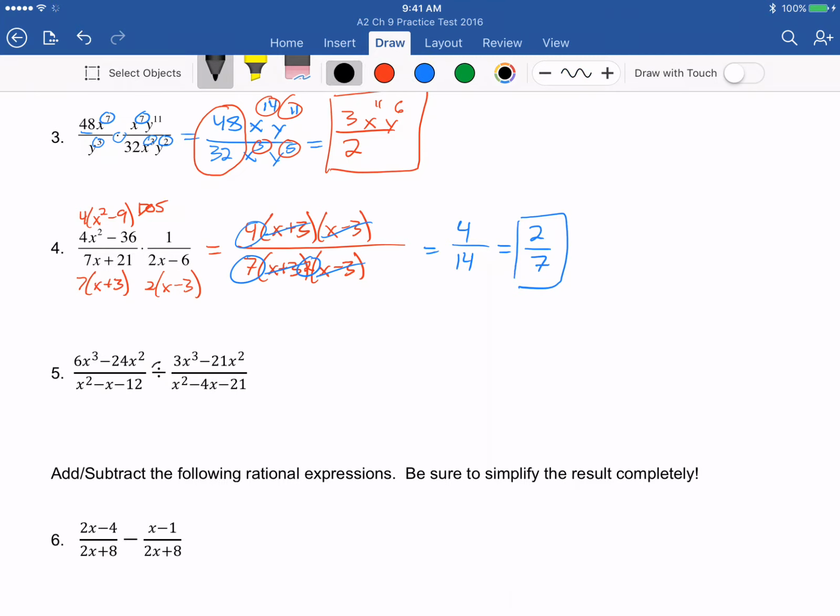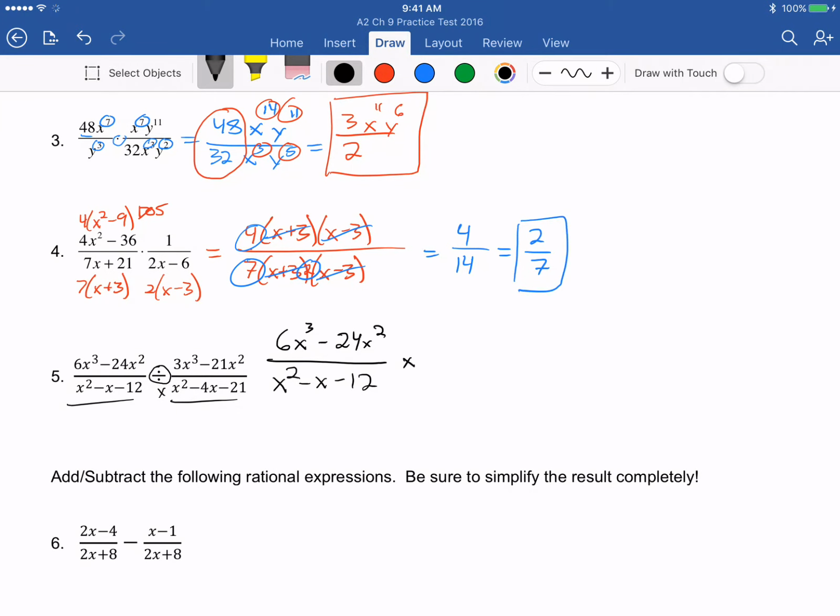So number 5, it's division. So be careful when you see that. With division, we keep, switch this to multiplication, and then flip that last one. So here I'm going to keep the first one. So I get x to the 3rd minus 24x squared all over x squared minus x minus 12. I'm going to multiply now by the x squared minus 4x minus 21 because this guy flips, and then I put the 3x cubed minus 21x squared on the bottom.